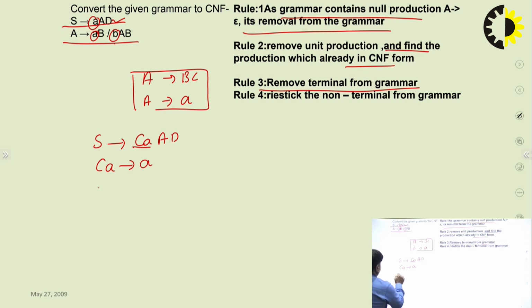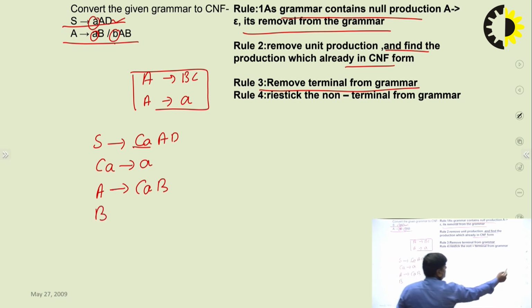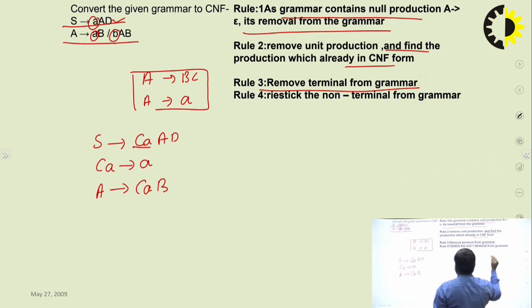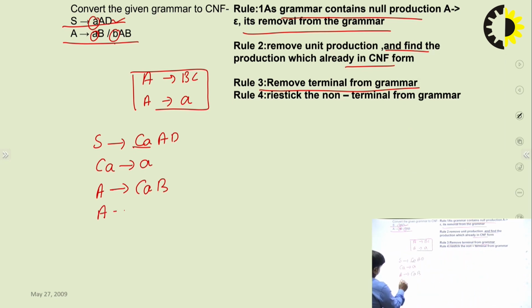Now we move to another production. Similarly, we remove this terminal from this production. Again, CA, B and CA tends to a already written. There is no need to write it two times. CA tends to a. And what is the other production of A? A tends to CA, CB, A, B, and CB tends to b.